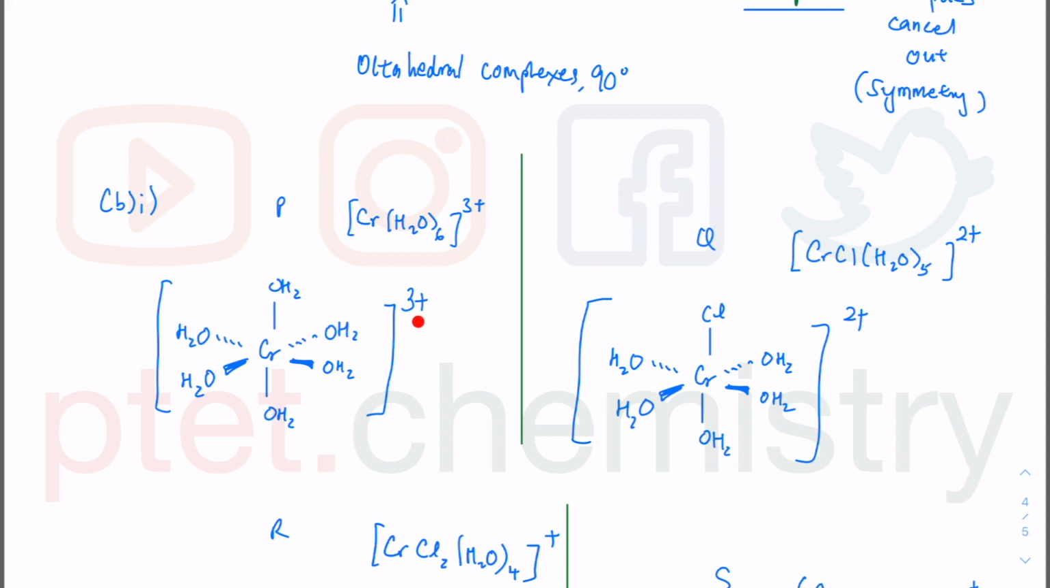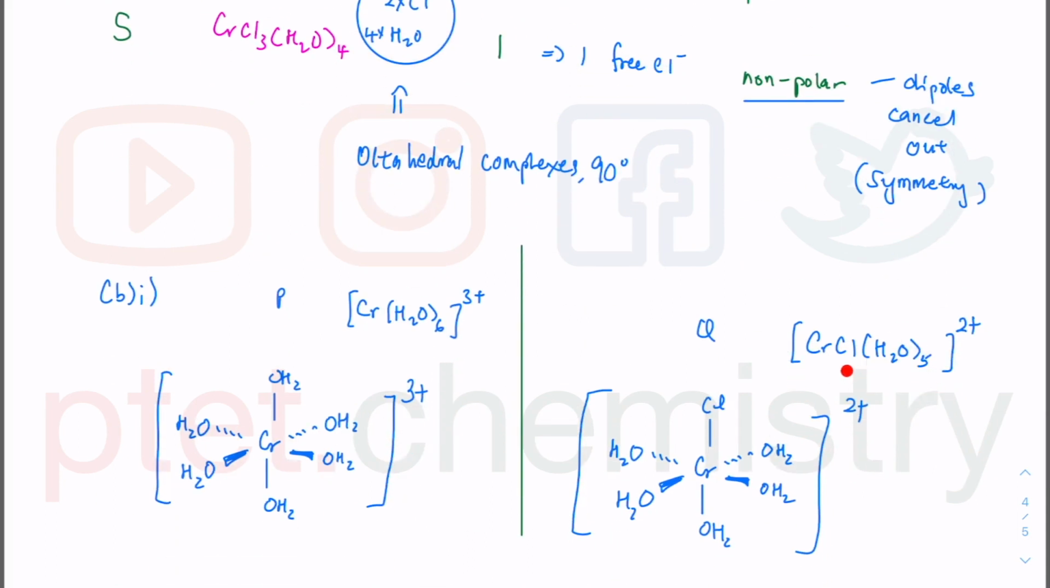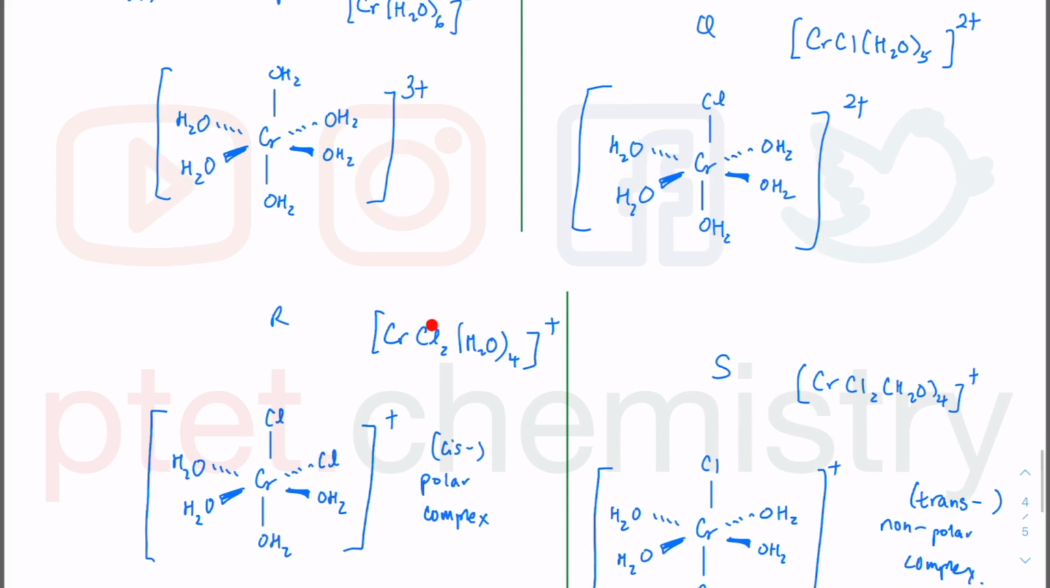I included the charge already because there are 3 free chloride. Based on this information, there are 2 free chloride. So, you know, 1 is bound. So plus 3 minus 1 give you plus 2. Plus 3 minus 1 minus 1 give you plus 1 for the charges that I have included there.